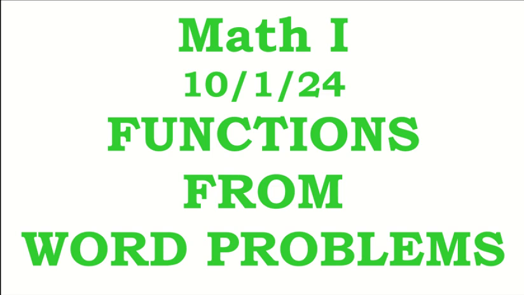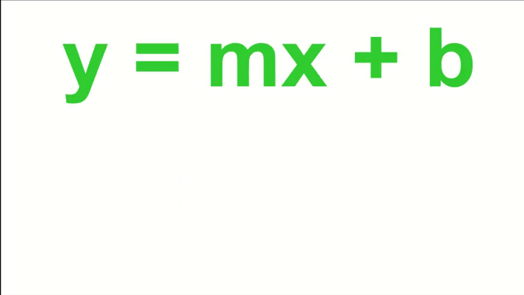We're going to get functions from word problems today. So rather than just giving you ordered pairs or things like that, we're going to have to actually get the function, or get the numbers out of a word problem. For this, we're still going to use the slope-intercept form, y equals mx plus b. We've got our slope and our y-intercept: slope is m, y-intercept is b.